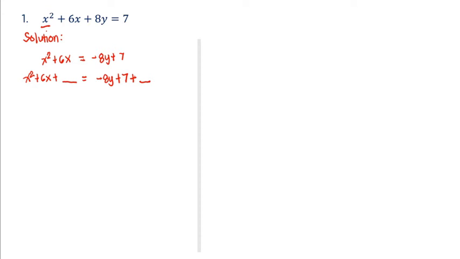Okay? Now, what is now the number that should be added here para makakabuo tayo ng perfect square trinomial? So, ang gagawin lang natin is kunin nyo yung coefficient ng middle term. So, we have here positive 6, right? So, positive 6, i-divide natin ng 2. So, 6 divided by 2 is 3.